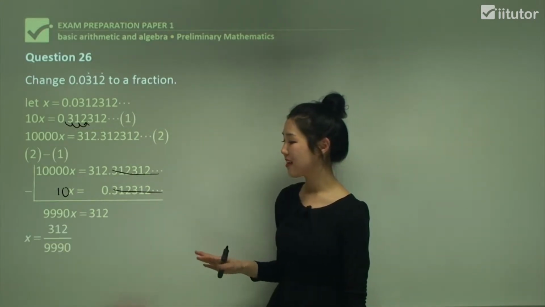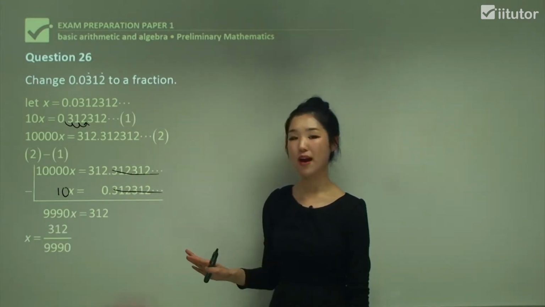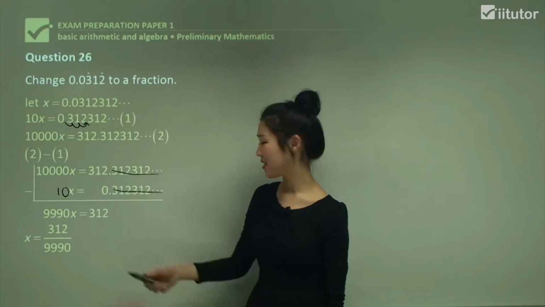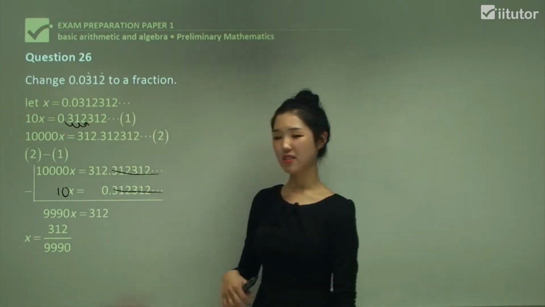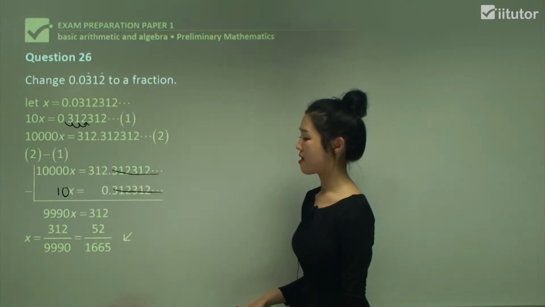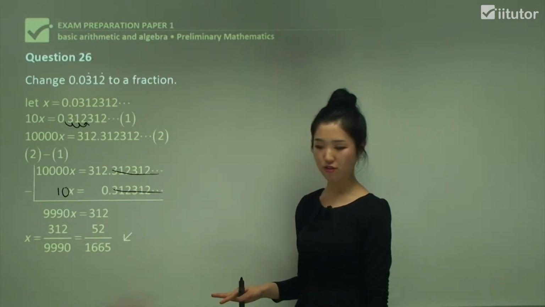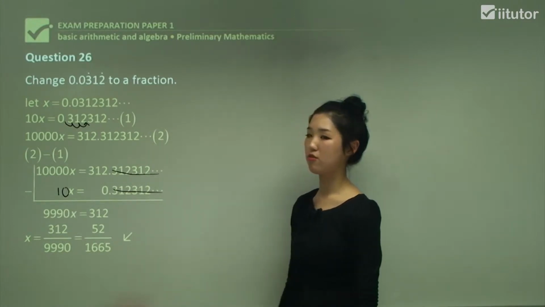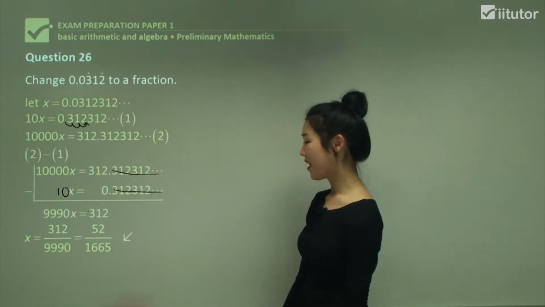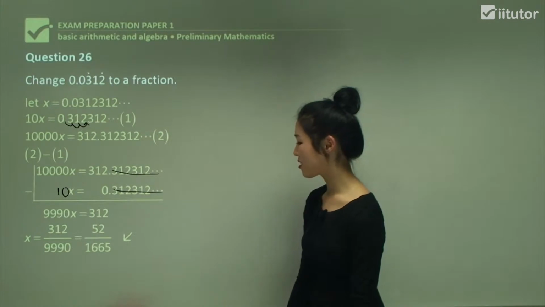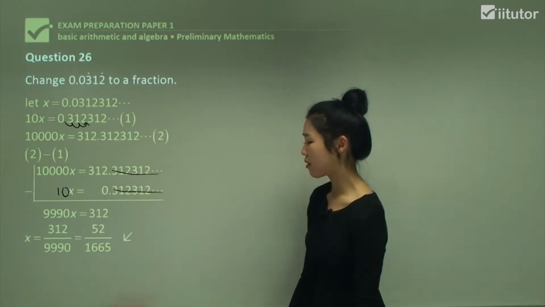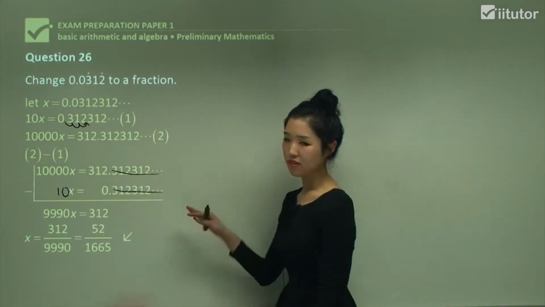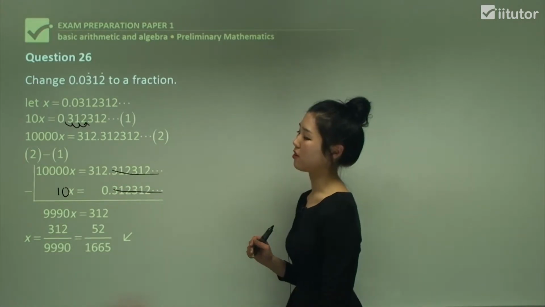So to get x, I just divide both sides by 9,990, so I have that over that, and you can simplify the fraction, and you should get 52 on 1,665. Okay, so have a look there. I think you can divide by 3 or 4. So do that. I think that was a pretty simple step for you guys.